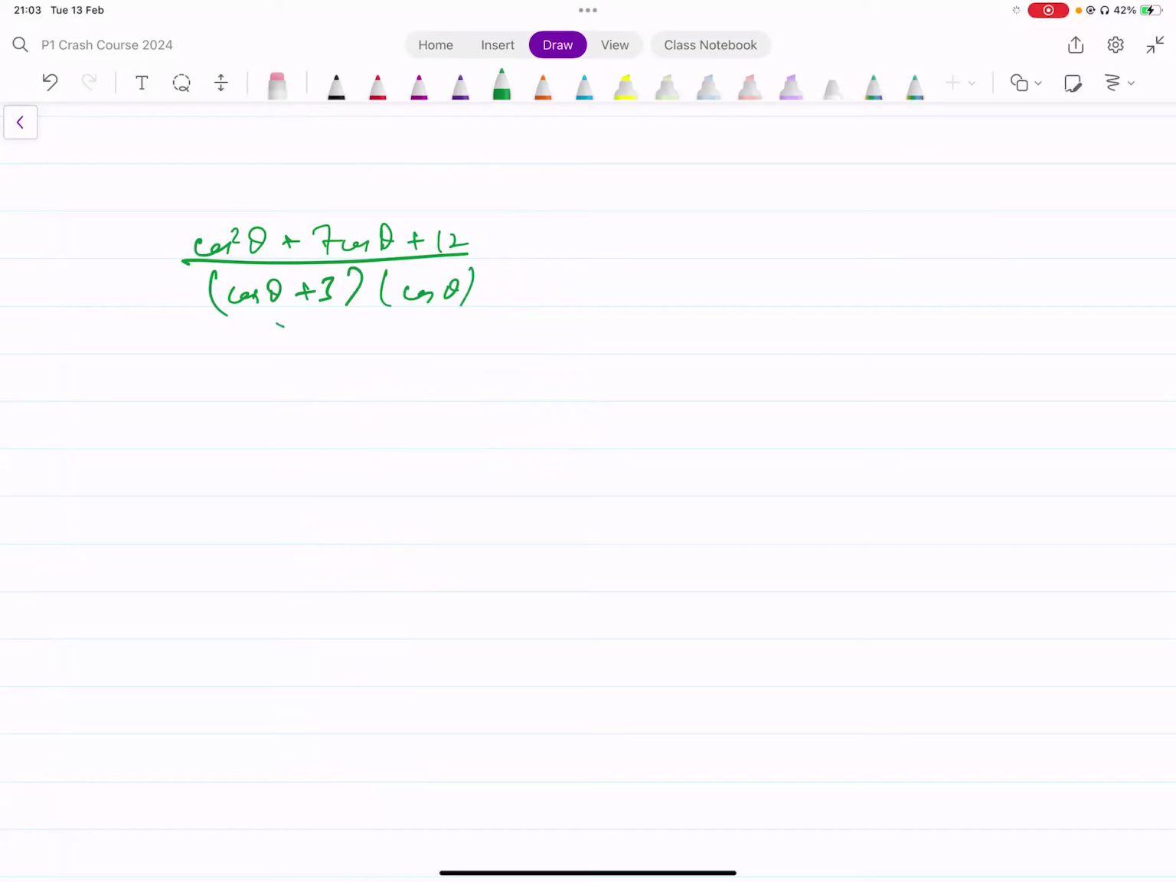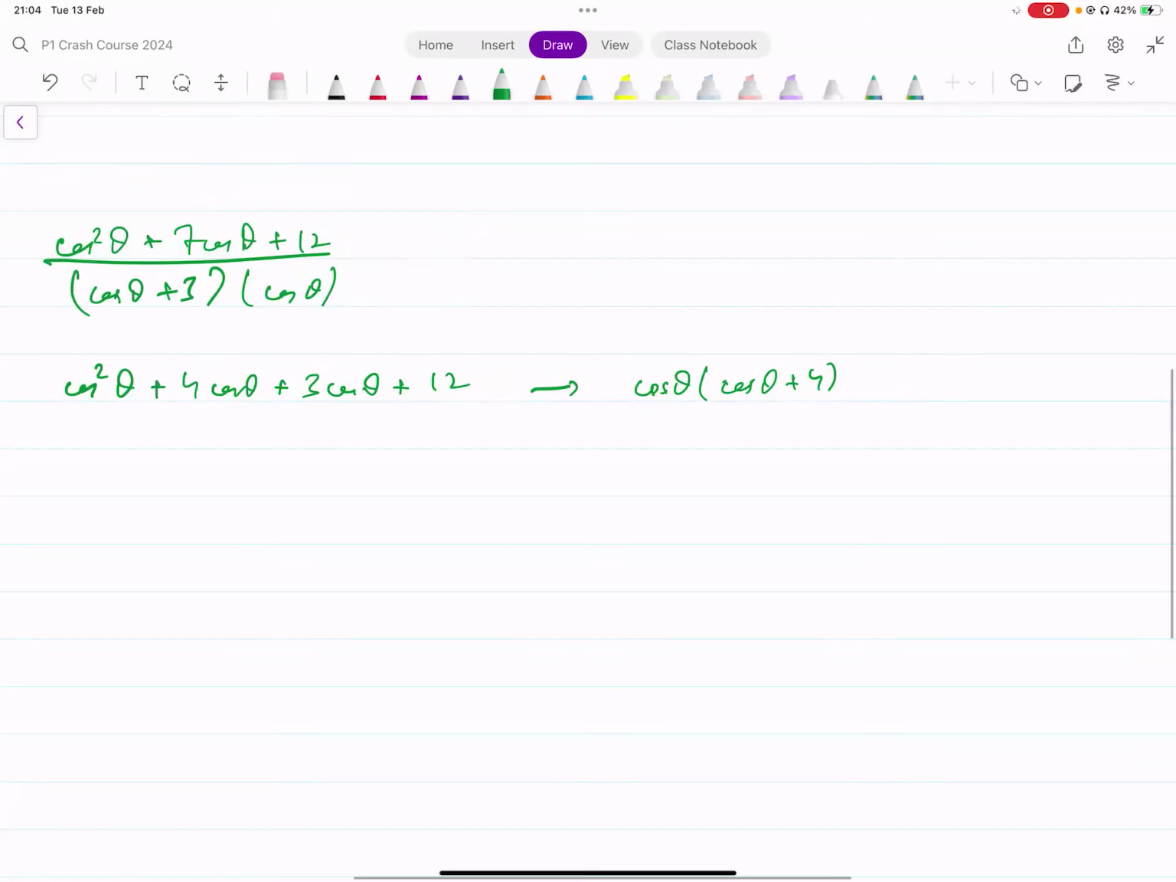Now, if you want to get rid of one of these factors in the denominator, you can factorize the numerator. You can use middle term breaking. Think of it as a quadratic expression. You could break it down like this: cos square theta plus 4 cos theta plus 3 cos theta plus 12. And then that becomes cos theta into cos theta plus 4, then you have plus 3 into cos theta plus 4. And that gives you two factors.